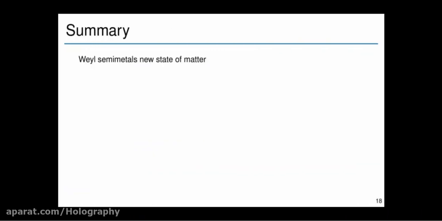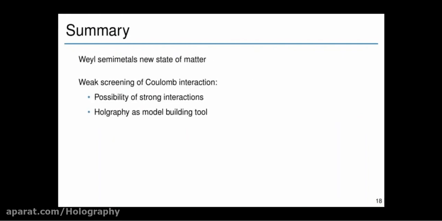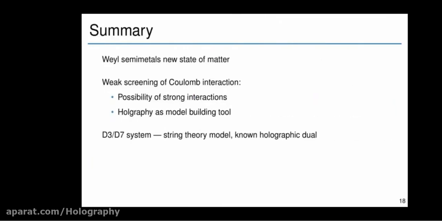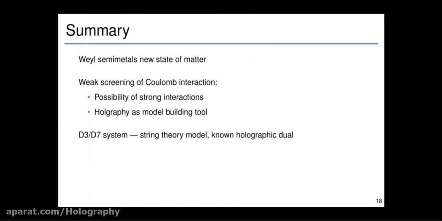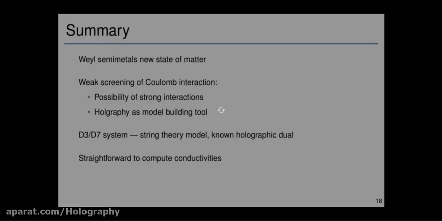Okay, so that's all the results that I have time to show you. Just to summarize, Weyl Semimetals are quite a new state of matter. They have weak screening of the Coulomb interaction, so there's possibly strong interactions between the electrons, and so holography is potentially a useful tool. And we used the D3, D7 system to construct a string theory model of Weyl Semimetal, which had the key advantage that you knew exactly what the holographically dual quantum field theory was. And it was straightforward to compute conductivities in this model, and it sort of reproduces the expected Hall conductivity in the dual quantum field theory.